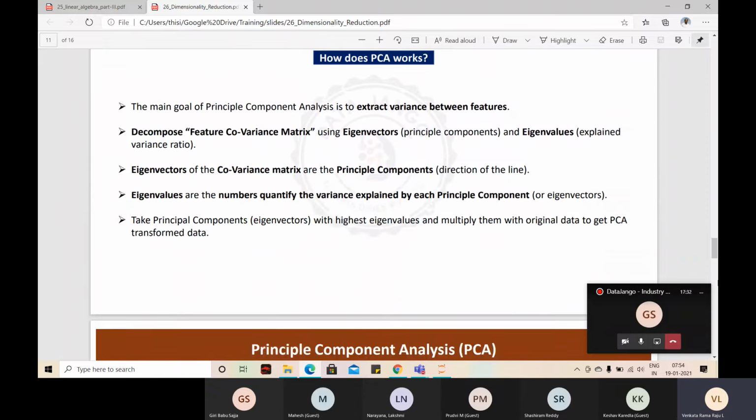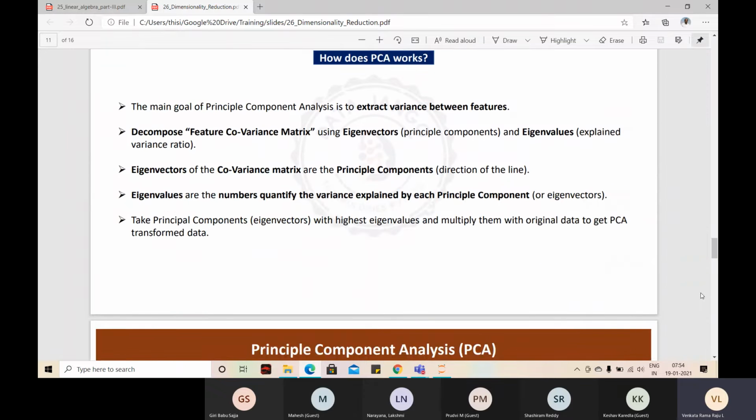So now, we are going to talk about the original PCA. The main goal of principal component analysis is to extract variance between features. Okay, this point is very important. The main goal of principal component analysis is to extract variance between features.